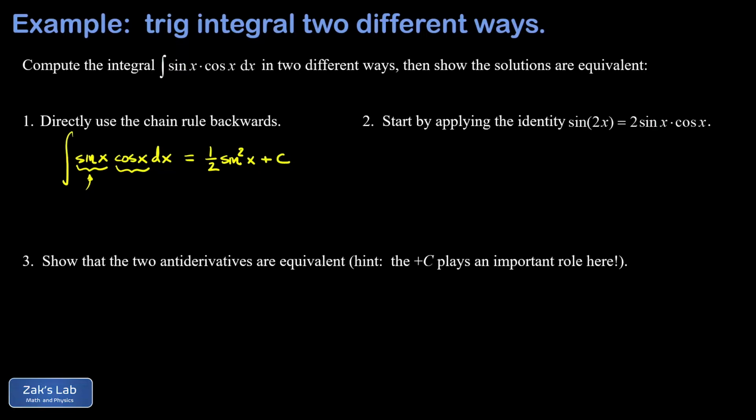Now, if you're not comfortable with that approach, you could handle this with an explicit u substitution, and all I'm saying here is that u is sine x, and then cosine x dx would be du. You're going to get the same answer.